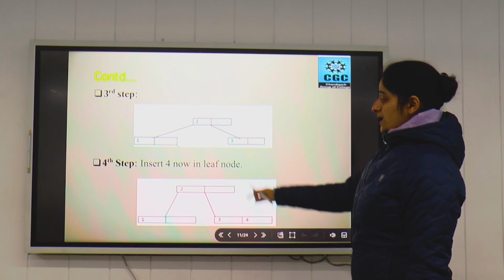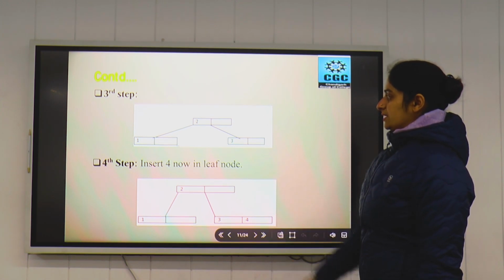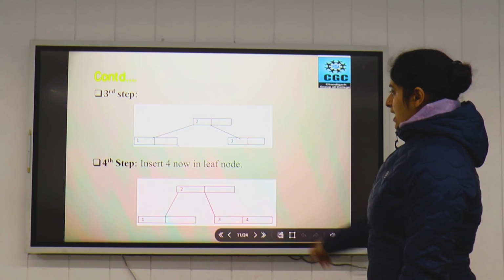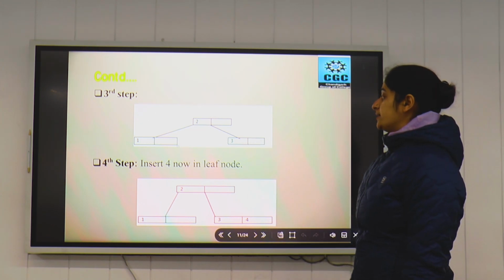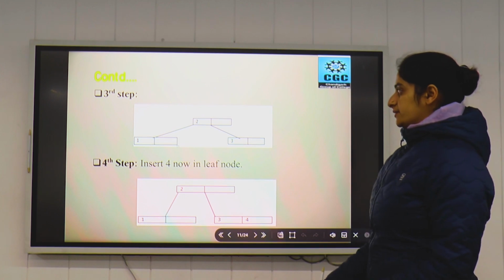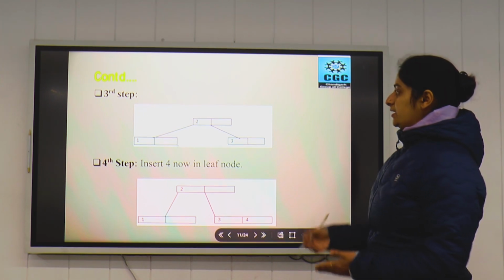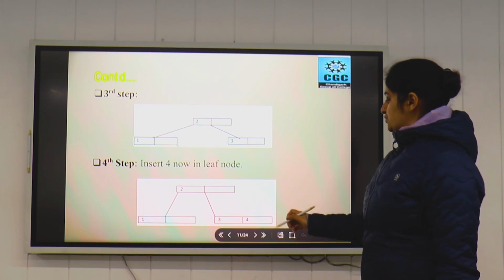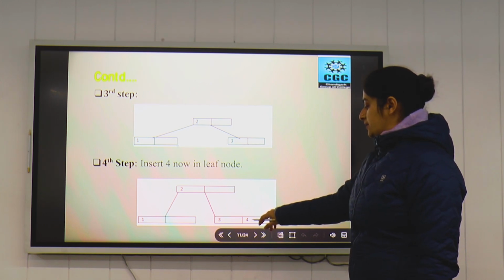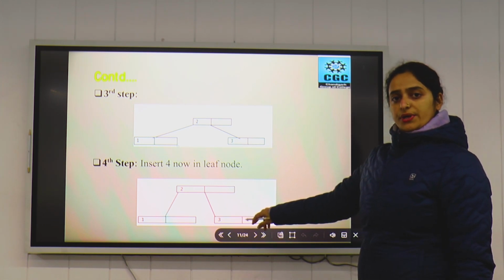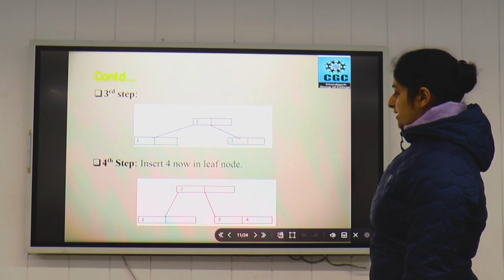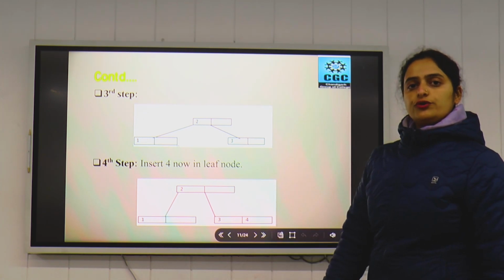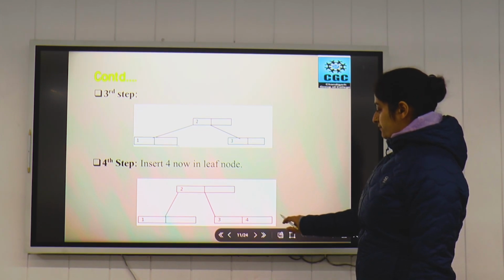Fourth step, insert 4 now in the root node. I can insert the 4 here. How can I insert it? 4 is greater than 2 and perfectly the order is going to be maintained here. So this is the way I can insert 4 in this particular arrangement, and this is how the order is maintained. And now my next element would be 5. Again, 5 will come here.